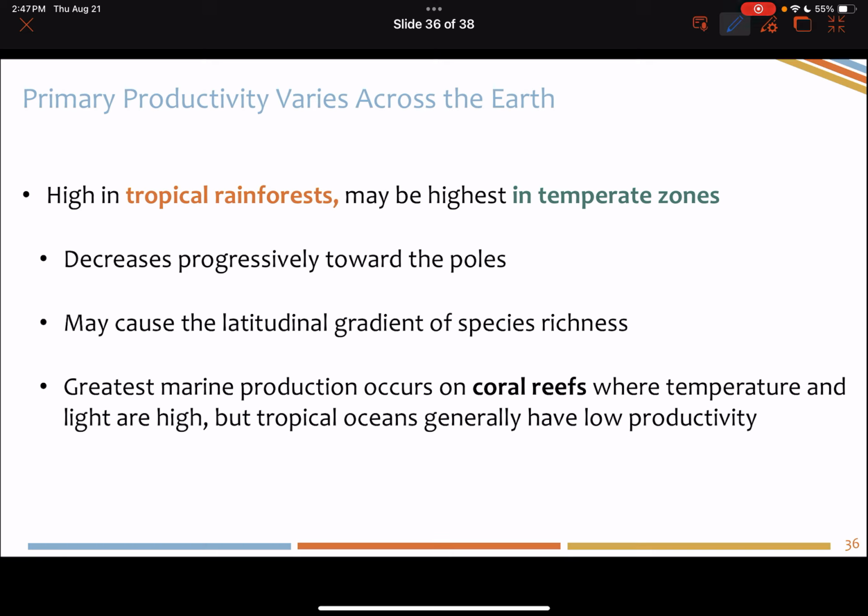In aquatic environments, there's very high primary production in coral reef areas. This is because of high temperature and lots of light penetration. But besides areas with coral reefs, where you've got them growing because of that high light penetration, tropical oceans generally have very low productivity.